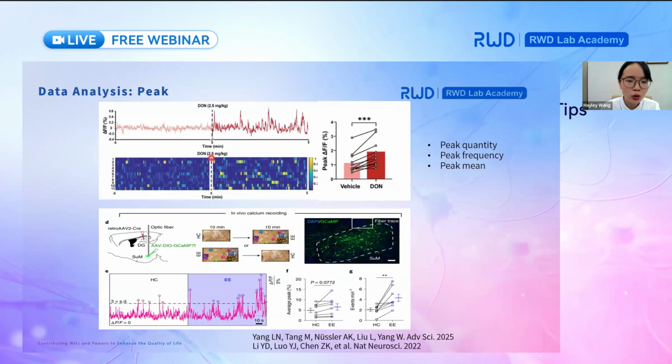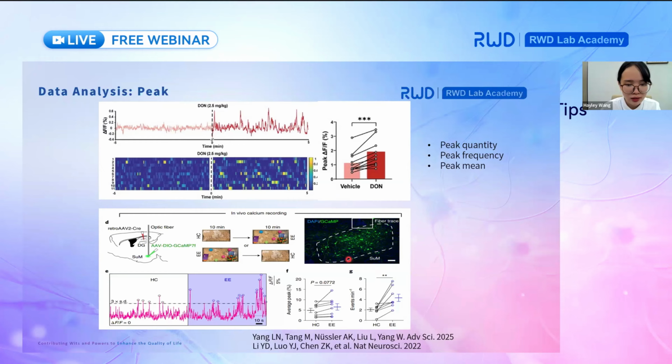Another useful group of metrics is peak analysis, including the peak quantity, frequency, and peak mean value. The peak quantity refers to the number of detected events within a given time period and reflects how many times neural activity occurred. Peak frequency is the peak quantity divided by time, representing the rate of activity. Peak mean value is the average height of all detected peaks, reflecting the average strength of each event.